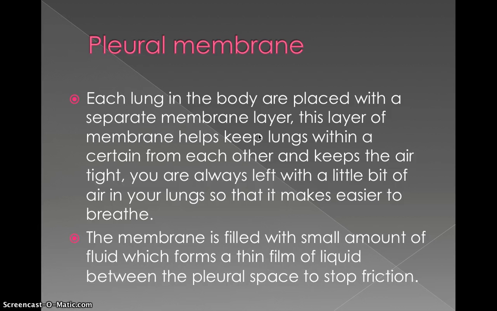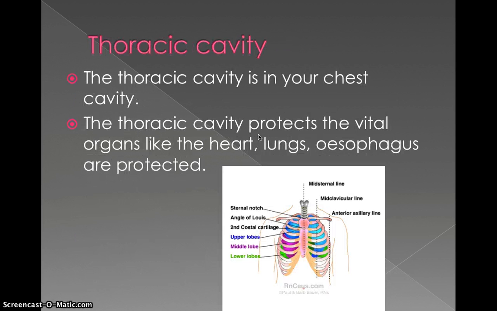Pleural membrane. Each lung in the body is placed within a separate membrane layer. This layer of membrane helps keep the lungs in place with each other and keeps the air tight. You are always left with a little bit of air in your lungs so that it makes it easier to breathe. The membrane is filled with a small amount of fluid which forms a thin film of liquid between the pleural space to stop friction.